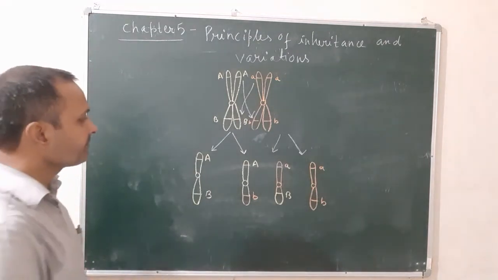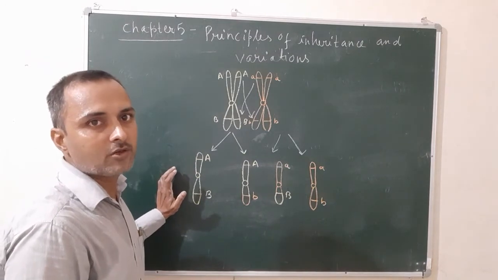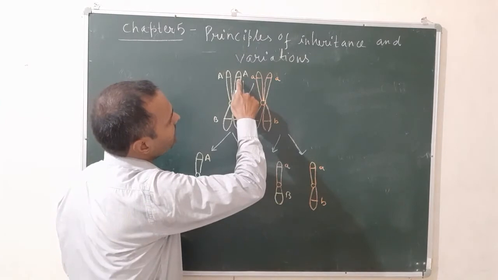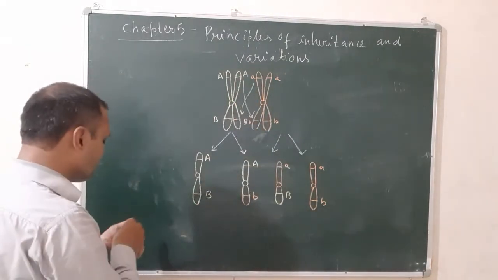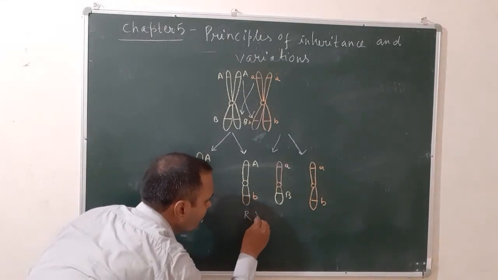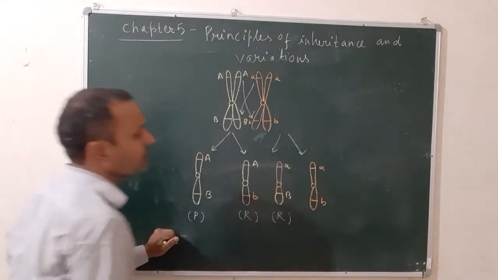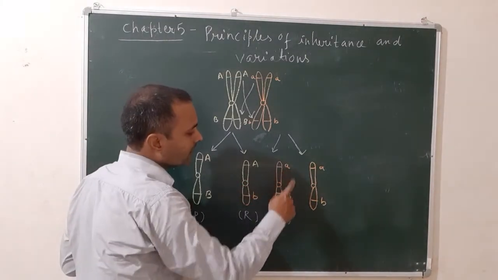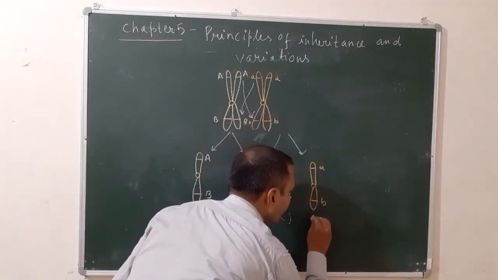So you can see in the previous one, in absence of crossing over, only parental combinations are possible. But in this case, due to crossing over between these two non-sister chromatids, new combinations are possible. Out of 4, this one is parental because it is similar to the parent. But this is recombinant, a new combination. In this case also, it is recombinant because capital A, small b is a new combination. Here also small a, capital B is a new combination. And the fourth one is also parental.